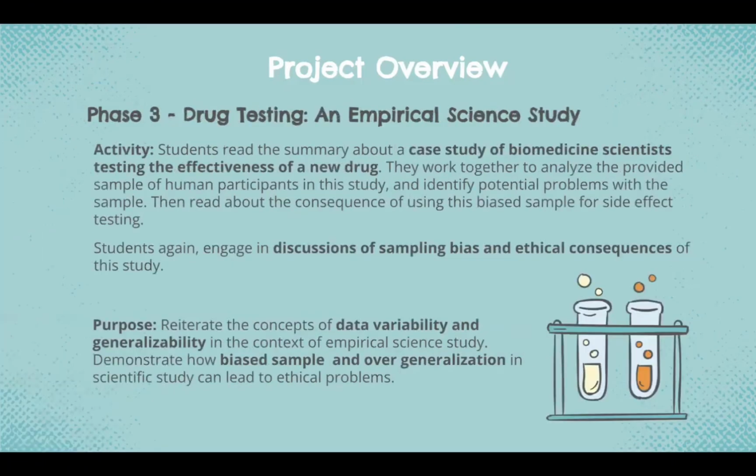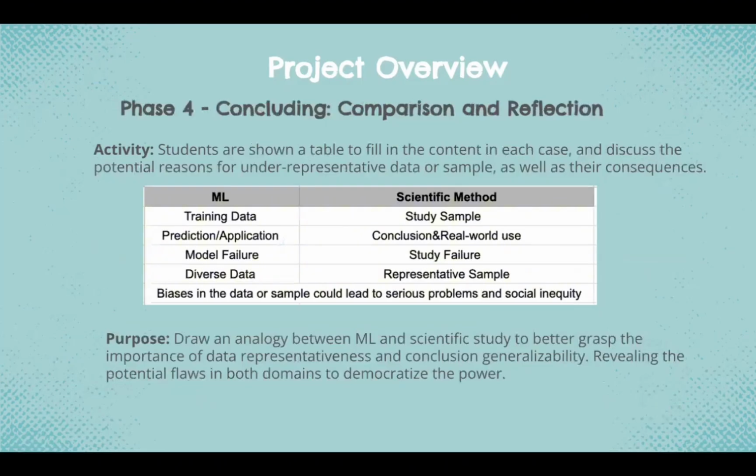In phase 3, we shift the focus to biomedical science study. Students will be reading about a case study of scientists testing the effectiveness of a new drug. And as data justice detectives, they're going to work together to identify the potential problems existing in the biased sample of human participants. And in the last phase of concluding discussion, the students are prompted to critically rethink about the objectivity of data-driven approaches in both machine learning and science domains.